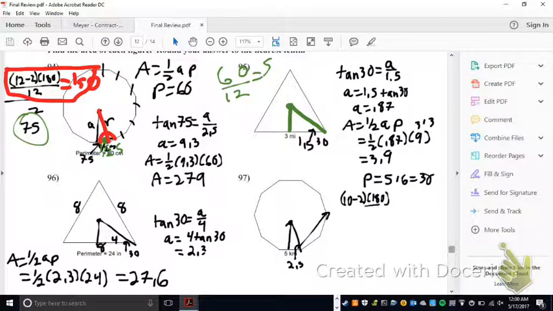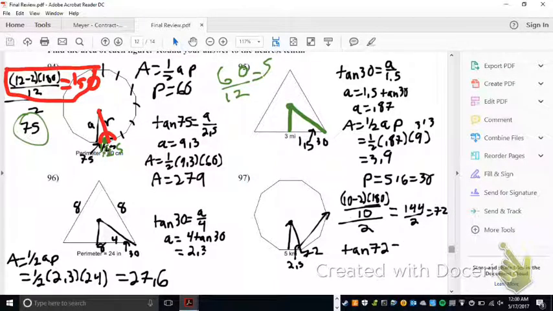So we go 10 minus 2 times 180 divided by 10, divided by 2. So we know that each of the big angles is 144. Divide that by 2, the small angle is 72. So we have the tangent of 72 equals the apothem over 2.5. That's half of 5. 2.5 times the tangent of 72 equals the apothem. The apothem is going to be 7.7.